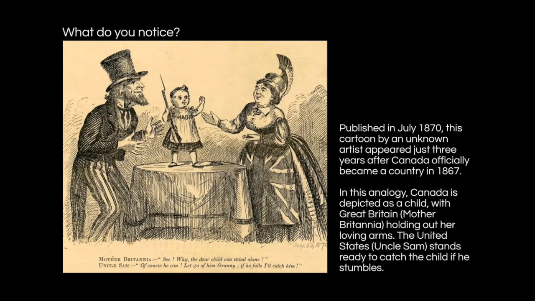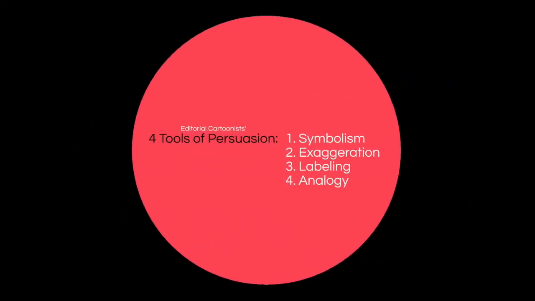And of course, this was an unknown artist, basically speaking about how Canada was going to be okay. So this is from 1867, and just that, with the support of the U.S. and England, Canada is going to be just fine to grow. Even if it stumbles, we got your back, Canada. It's all good.